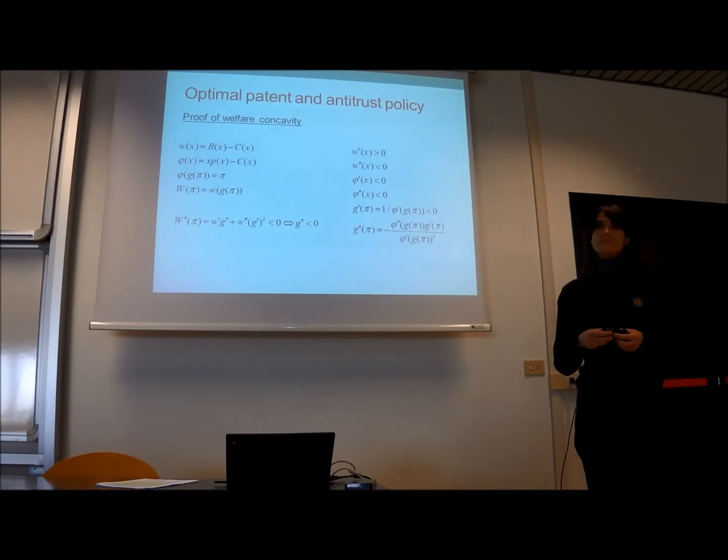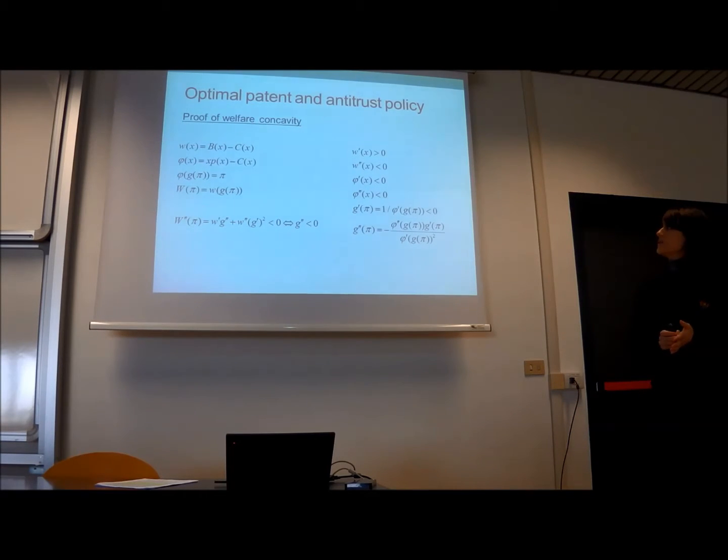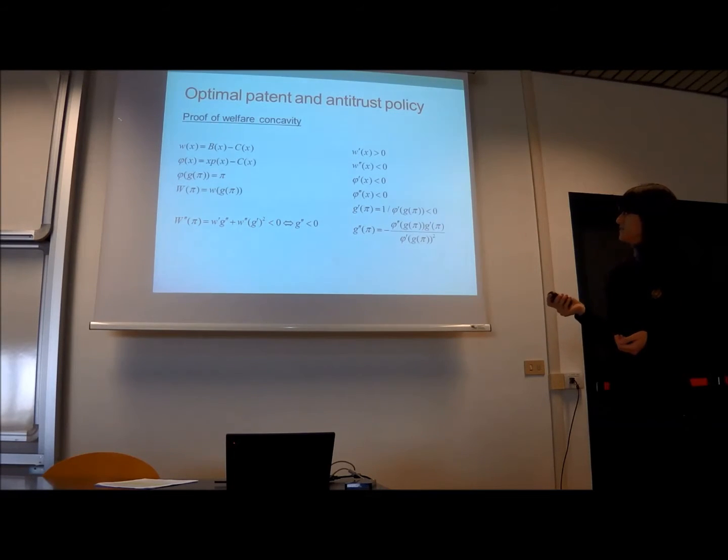So the crucial thing to prove, going back to the Gilbert-Shapiro model, is to prove that welfare is concave. To prove this, they rewrite social welfare as the difference between total benefit and total cost, and in this way the profits of the patentee, where Px is the demand for the good X, and they define G as an inverse function of the profits.